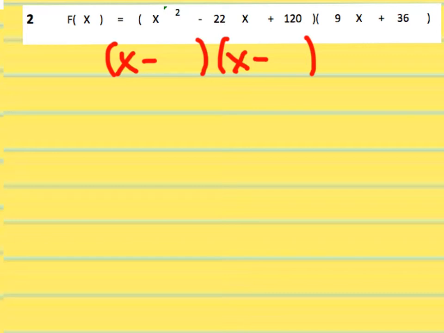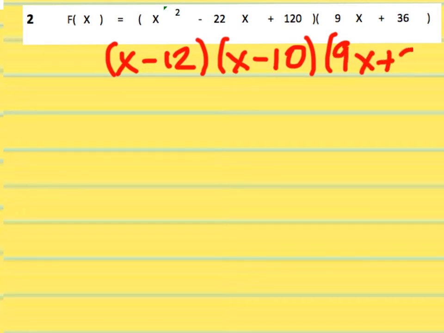Now find those numbers. The numbers are negative 10, negative 12, and remember that you've already taken care of the signs here. Do not write negative 12 in this blank spot. It's not minus a negative 12. The sign takes care of it. Minus 12, minus 10. And then you still have 9x plus 36 out here.